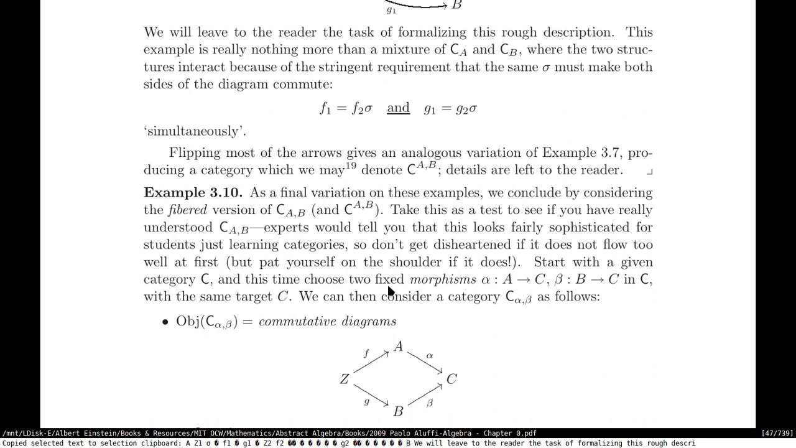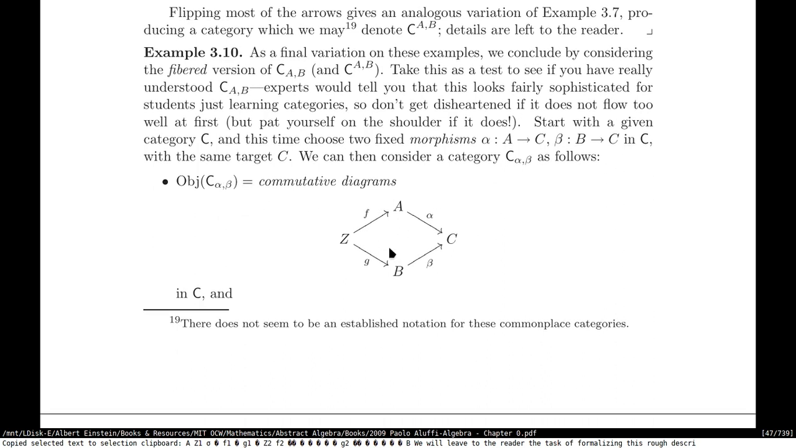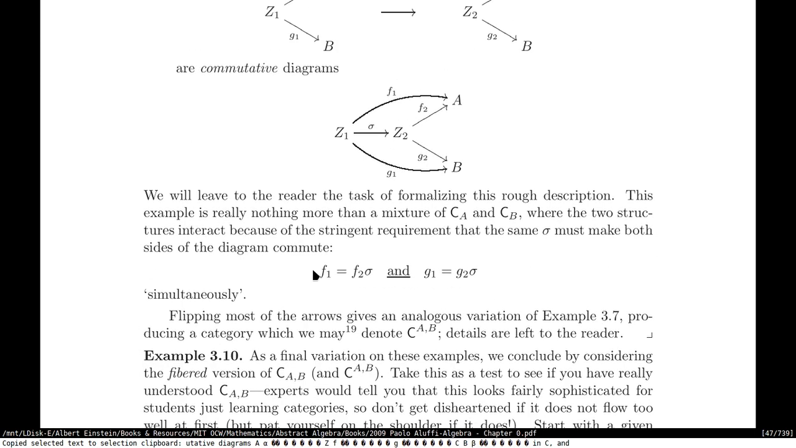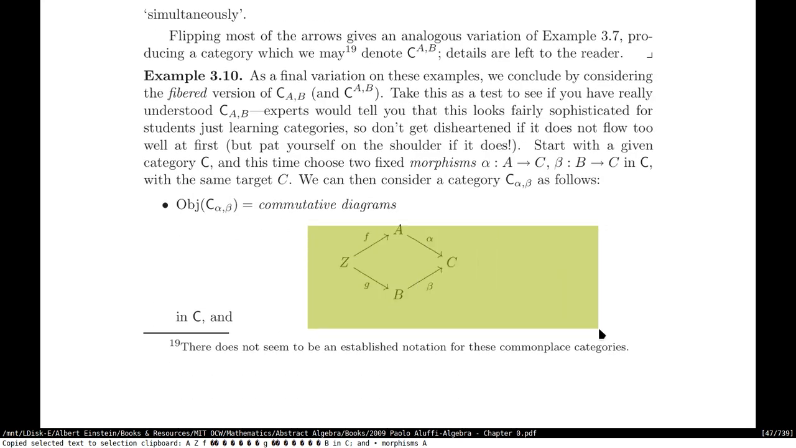Now what you do is you consider a category from these two morphisms, so that will be C_alpha_beta, and this category has commutative diagrams as its objects. You have A and B going to C through alpha and beta, and then you have Z which goes to A and B through F and G, just as we had before. And this whole thing is an object of C_alpha_beta.